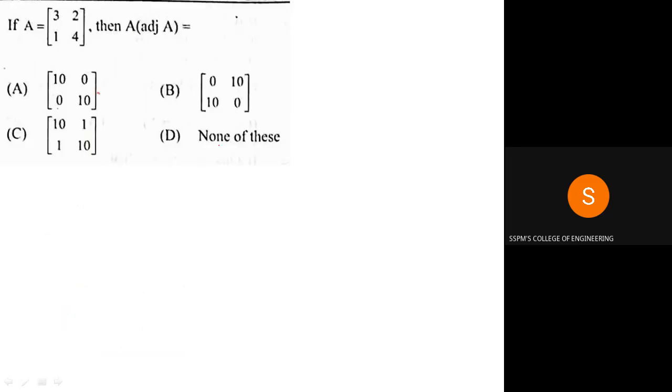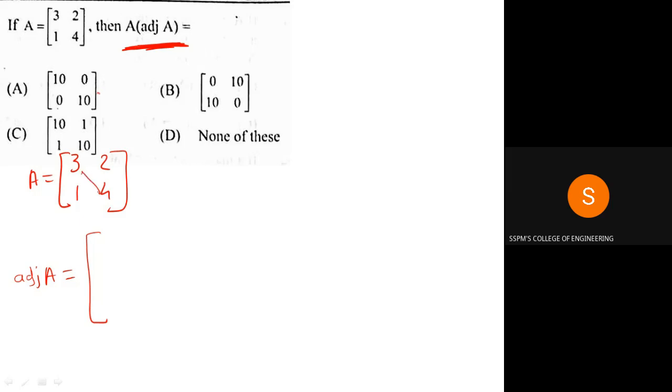Next example. What are we given here? We are given a 2 cross 2 matrix, A equal to 3, 2, 1 and 4. We have to find A into adjoint of A, the product of matrix A and the adjoint of A. So first we have to find the adjoint of A. Similar process: 3 and 4 swap their positions, giving 4 and 3, and 2 becomes minus 2 and 1 becomes minus 1. This is the adjoint of A.